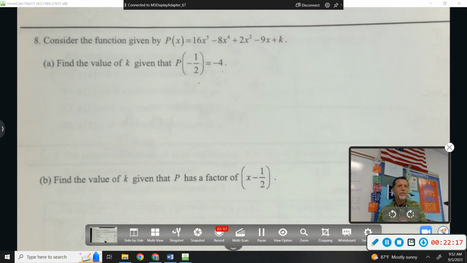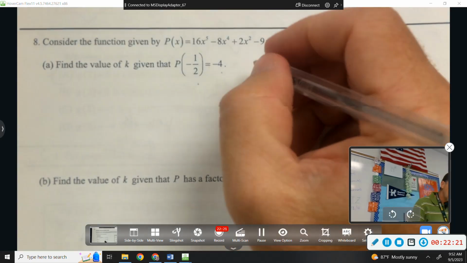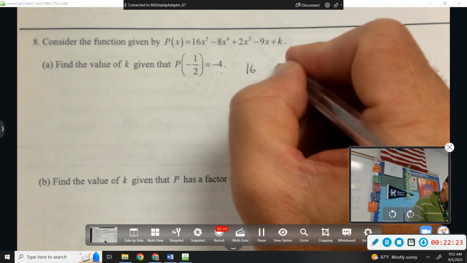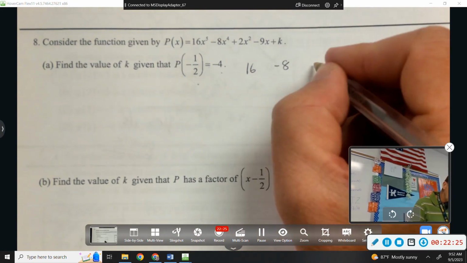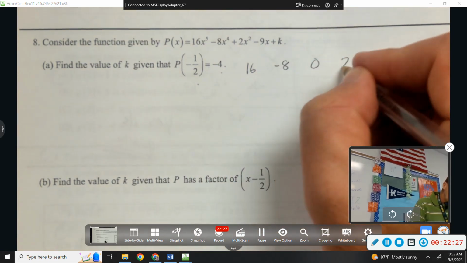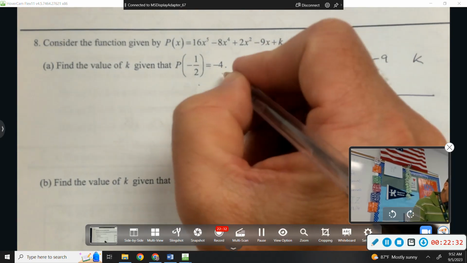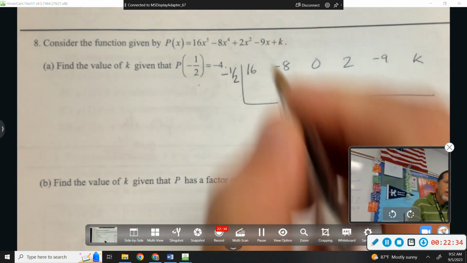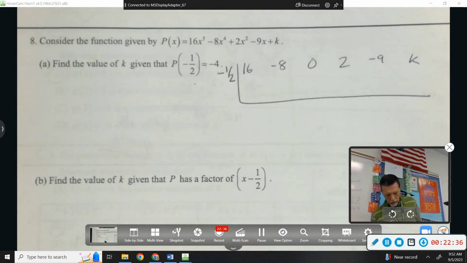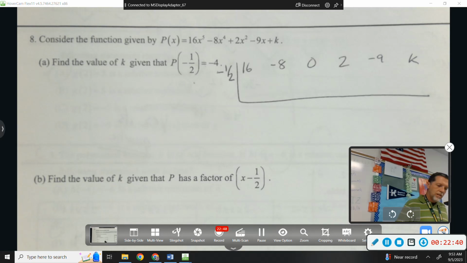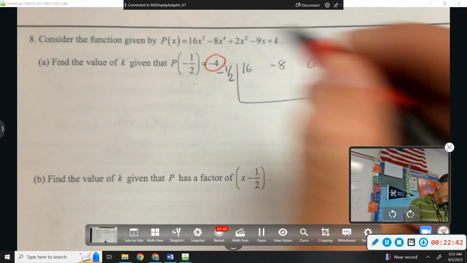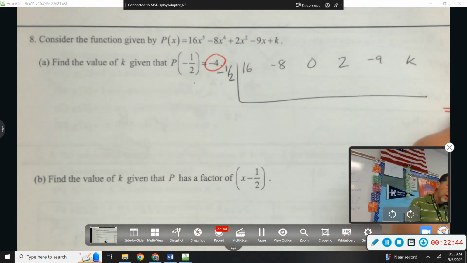What am I going to need to do? Synthetic division. Careful, I'm missing an x cubed term. I'll synthetic divide with negative 1/2. And then what will I do? Remember, this is my remainder. So my remainder should be negative 4.